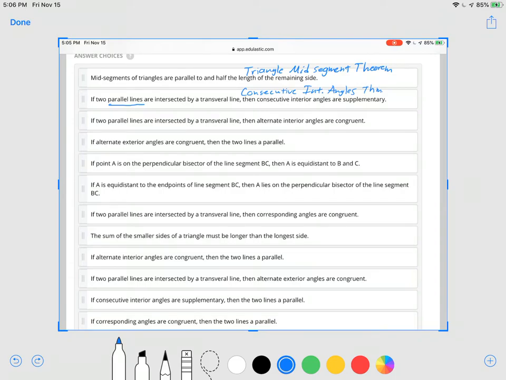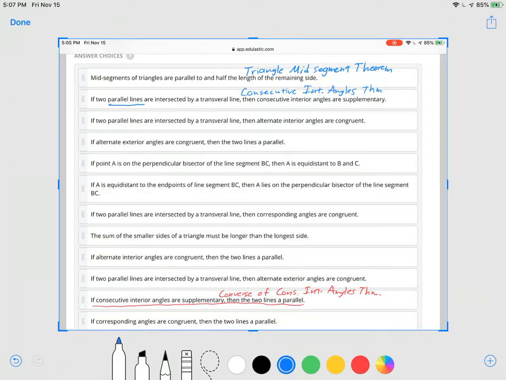So all the way down here, if consecutive interior angles are supplementary, then the two lines must be parallel. This is the converse of the consecutive interior angles theorem. Okay, let's go back up.